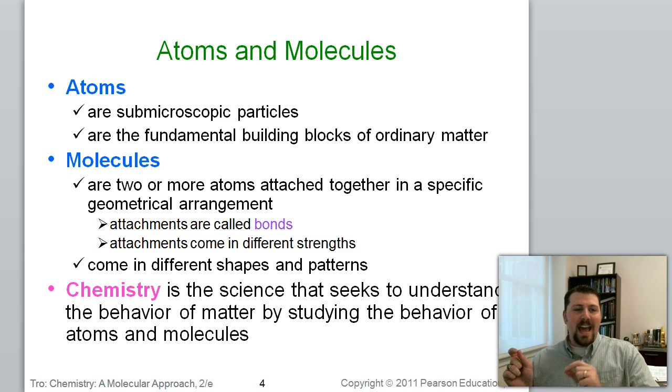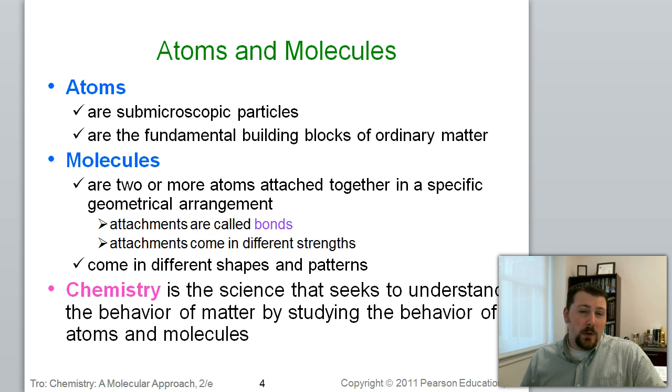If you take these atoms, which are distinct entities, these atoms that make up everyday matter, you're probably familiar with the periodic table of elements. Those are all the different types of atoms that you can have. If you take those atoms and you attach them together, you have what's called a molecule. So two or more atoms attached together, they're attached by a chemical bond or a bond of some type.